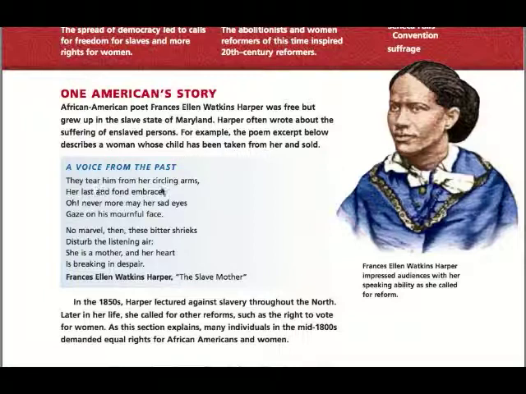They tear her from her circling arms, her last and fond embrace. Oh, nevermore her sad eyes gaze on his mournful face. No marvel then, these bitter shrieks disturb the listening air. She is a mother, and her heart is breaking in despair.